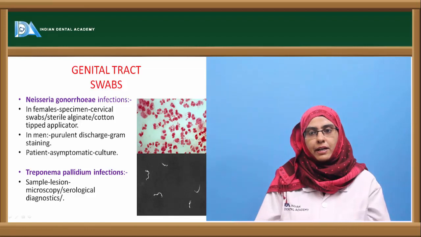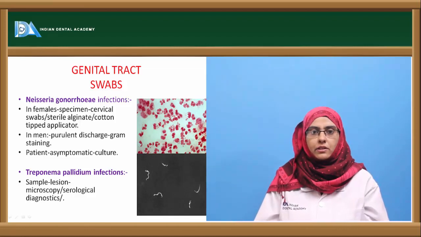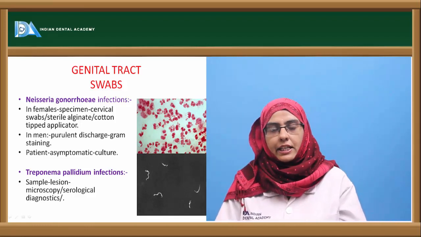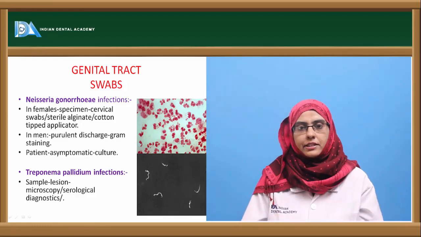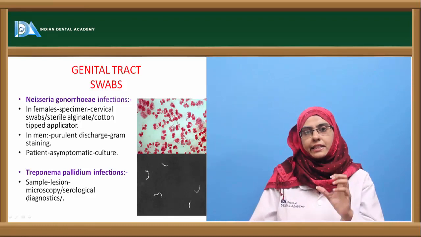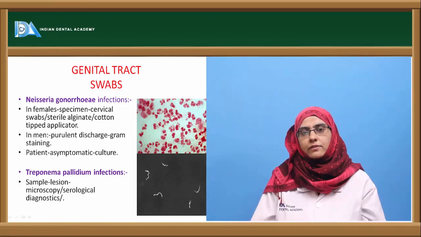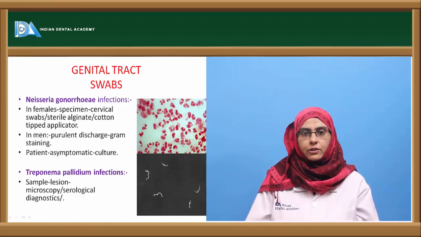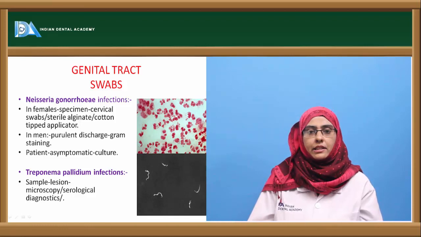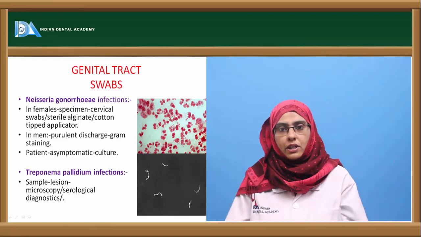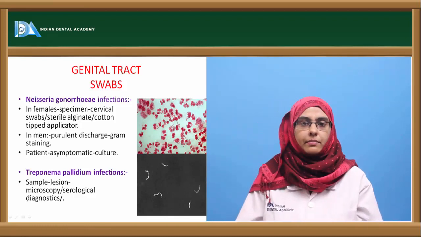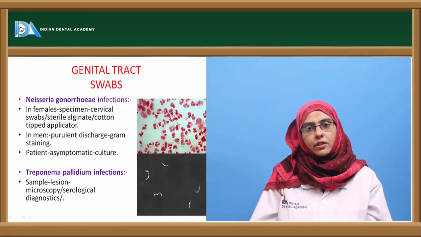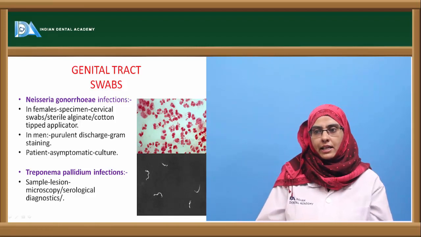Now next, coming to Treponema pallidum infections, also an organism that causes sexually transmitted disease. Here the sample is directly taken from the lesion. The organism causes characteristic lesions on the reproductive parts of males or females. These lesions can be taken and observed under the microscope. The organism cannot be cultured in media because it is very sensitive to the environment, so you cannot grow them in the media. Directly you can observe them under the microscope, or you can identify this organism with the help of serological diagnosis.